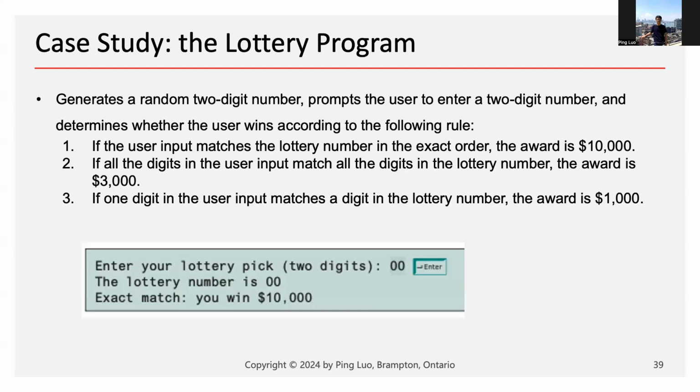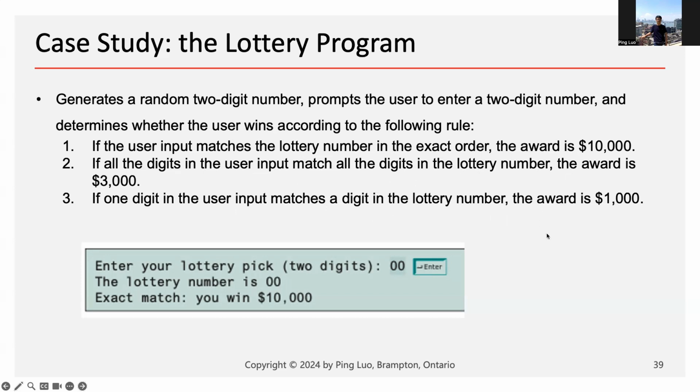Let's see another bonus question. For example, we generate a 2-digit random number and ask the user to input another number he wants to guess. This is a simple version of a lottery, and this time we only guess one 2-digit number. If the guess exactly matches the random number we generated, we give him a reward like 10,000. If it matches the digits but the order is different, we give him 3,000. Otherwise, if the user only gets one correct digit, we give him 1,000.